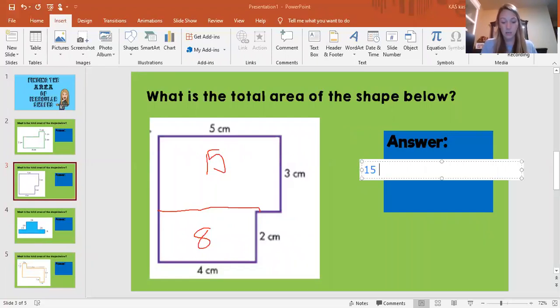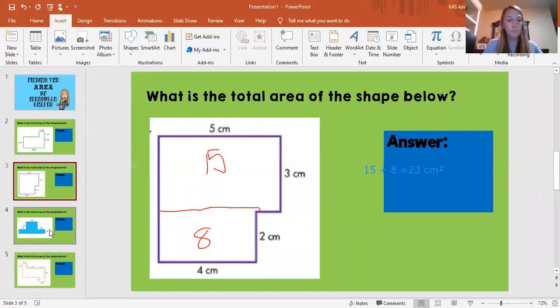So 15 plus 8. Okay, so remember we grab 15, 16, 17, 18, 19, 20, 21, 22, 23. We can't forget our units. We have square centimeters. So our answer would be 23 square centimeters. You could do this vertically, draw your line vertically, but it's going to be a lot harder because you're going to have some missing sides that you would have to find first before you can multiply length times width.